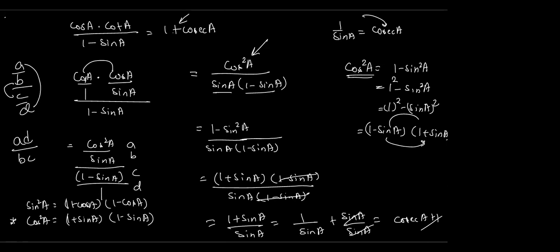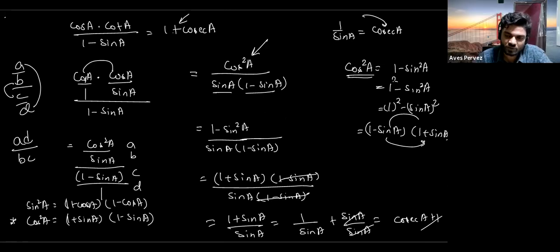Yes, sir. It will be stated by the identity A square minus B square, which is A minus B and A plus B. I have to explain this to you. Do you want me to explain that identity also?